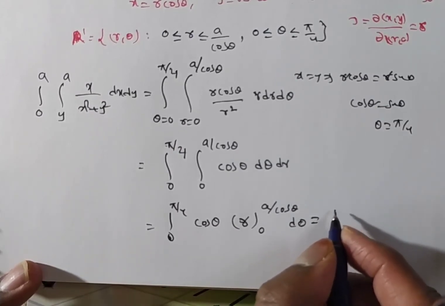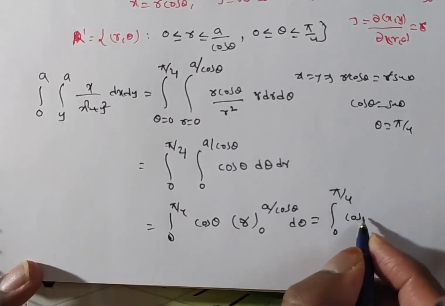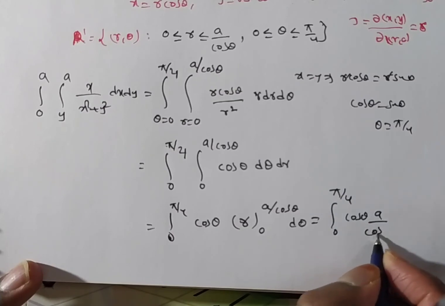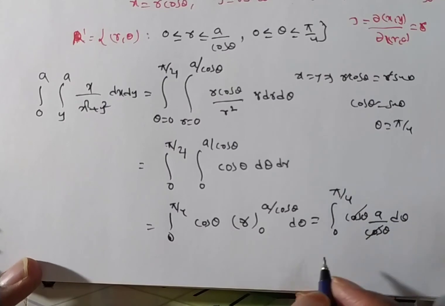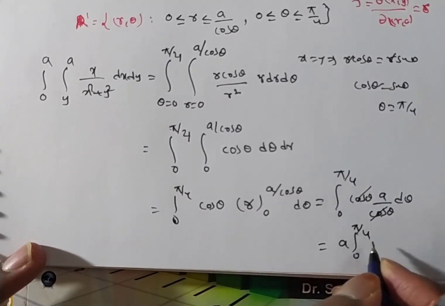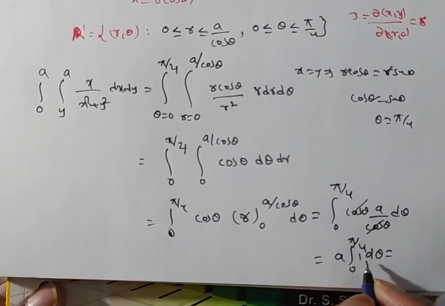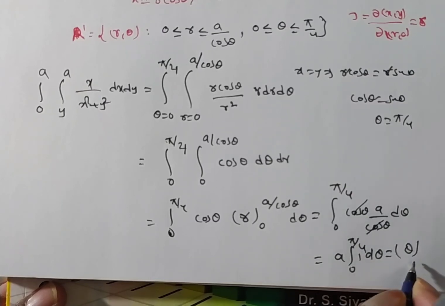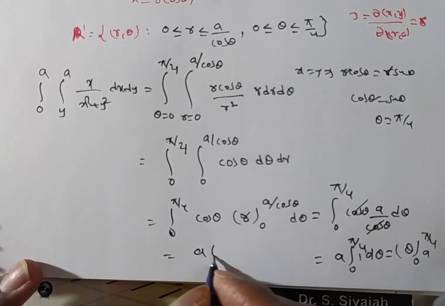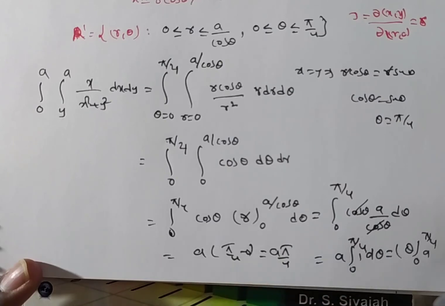So you see friends, now integral from 0 to pi by 4. If you substitute the upper limit, outside you have cos theta. This is a by cos theta into d theta. So the denominator cos theta and numerator cos theta get cancelled. Then in this case a is a constant, you can write it outside. So integral from 0 to pi by 4 d theta only. What is the integral of d theta? One integration with respect to theta is theta only. So integral from 0 to pi by 4, outside a is there. Therefore the answer is a into pi by 4 minus 0, nothing but a pi by 4 is the answer.